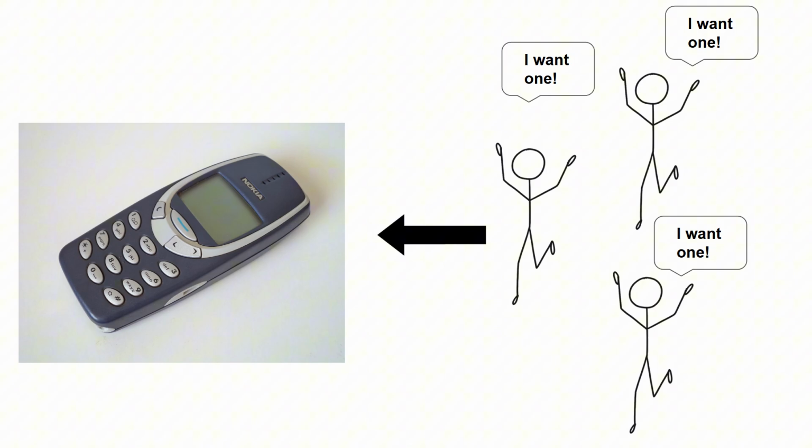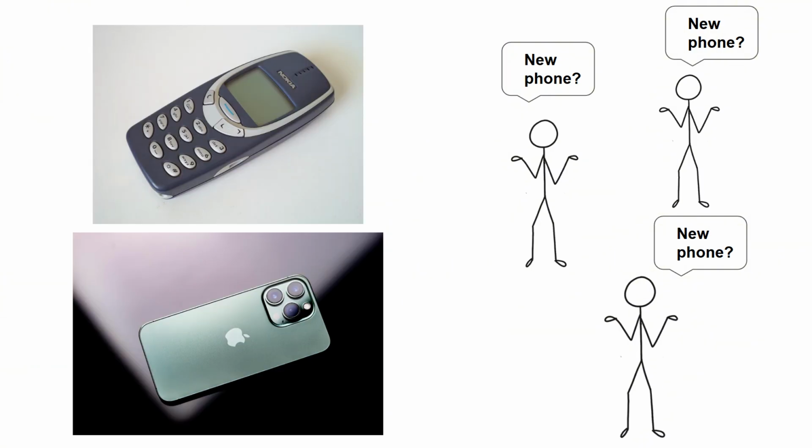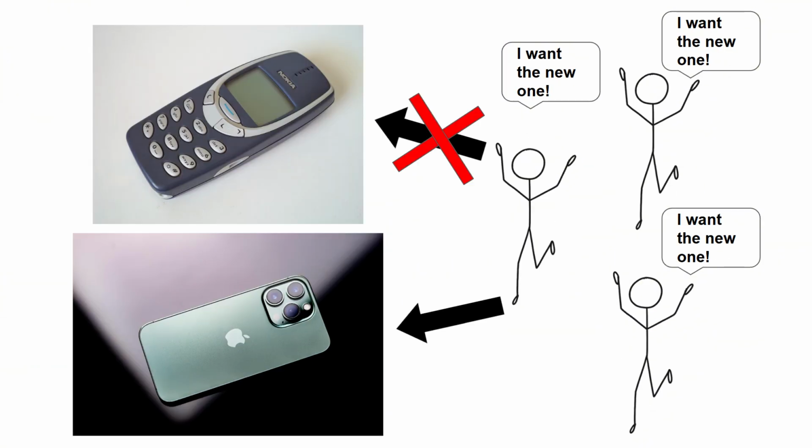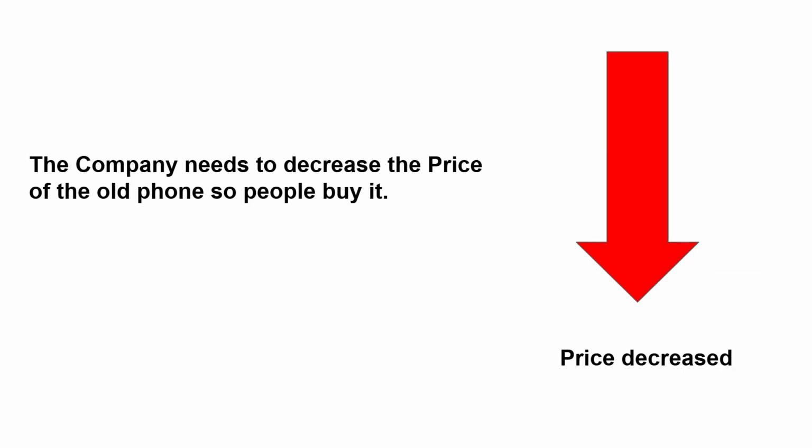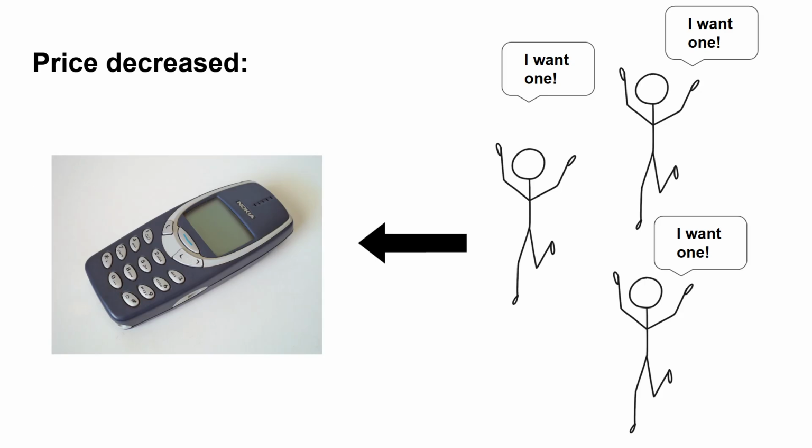Let's look at another example. Many people want a smartphone, but then a new model comes out and nobody wants the old one anymore. Because of that, the company has to lower the price of the old smartphone so that people will still buy it. This shows that when demand goes down, prices must also go down to attract customers. This shows that prices must be balanced.